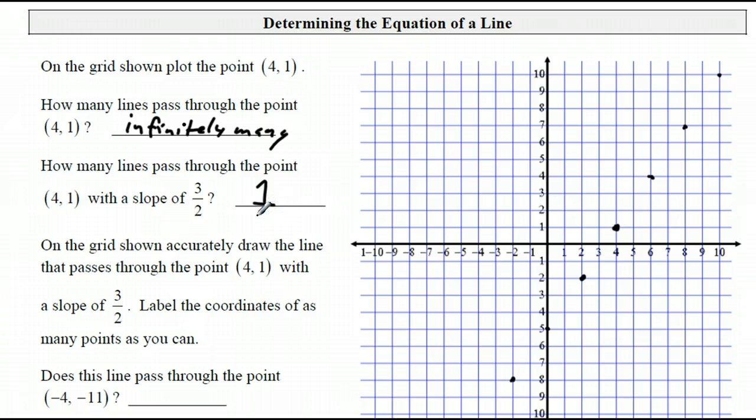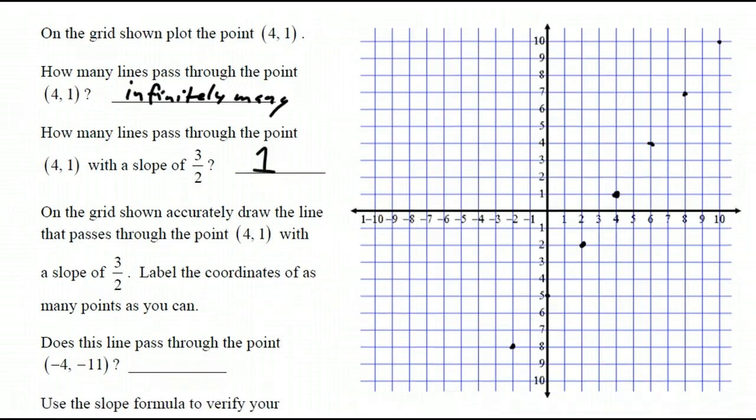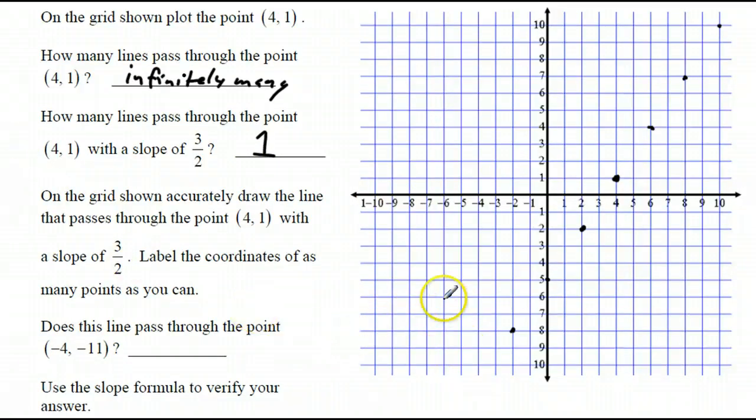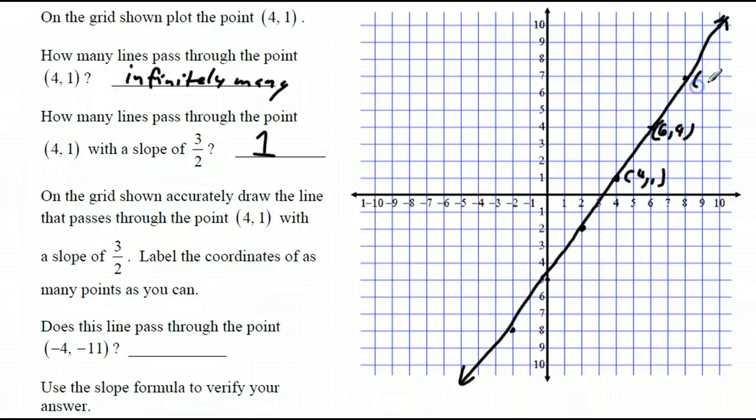On the grid shown, accurately draw the line, label the coordinates of as many points as you can. Okay, hang on, I'm going to move this down a bit. Okay, I think I have all the points. Let's draw the line. The line's got this. We got the point 4, 1. We got the point 6, 4. We got the point 8, 7.